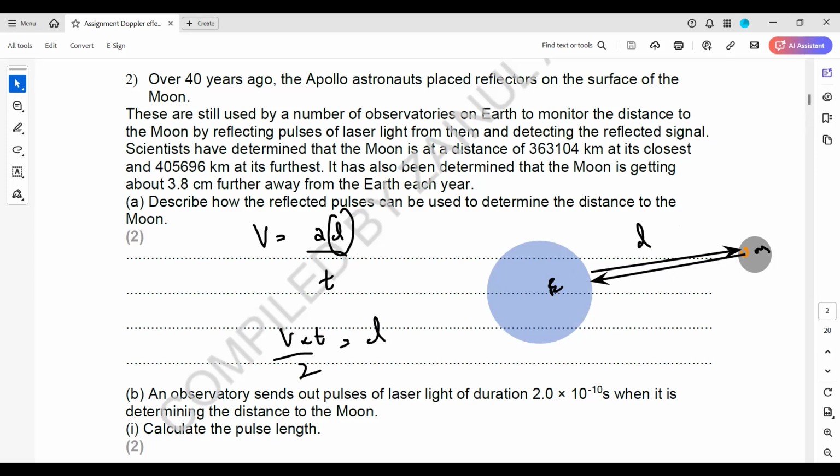So in words, how you would write it: we can determine the time taken by the pulse to travel to the moon and return back, that is t. The speed of the wave, as we are using a light wave, an electromagnetic wave, is a constant, 3 times 10 to the power 8, a known value. So using the formula v times t divided by 2, we can determine the distance between the Earth and the moon. You just have to write it in words, and there is 1 mark for the formula.